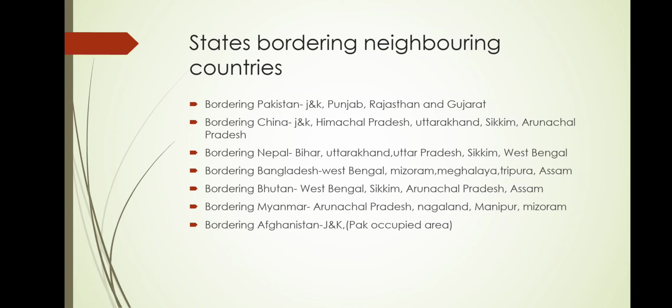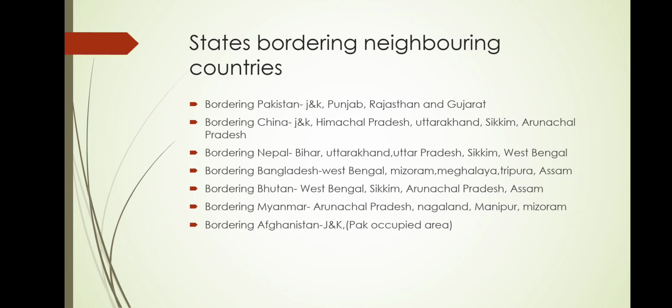Next we have states bordering China. So we have Himachal Pradesh, Uttarakhand, Sikkim, Arunachal Pradesh. Then bordering Nepal, Bihar, Uttarakhand, Uttar Pradesh, Sikkim, West Bengal. Bordering Bangladesh, we have West Bengal, Mizoram, Meghalaya, Tripura, Assam. Then we have Bhutan.